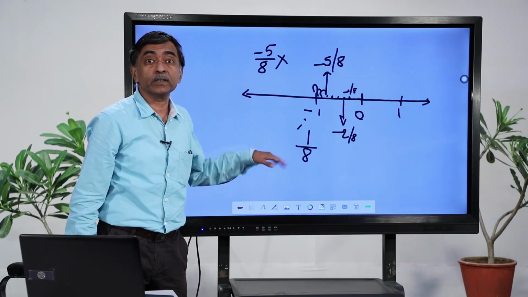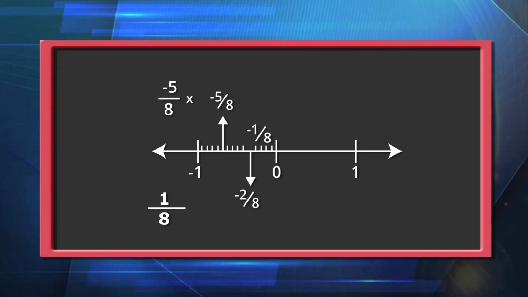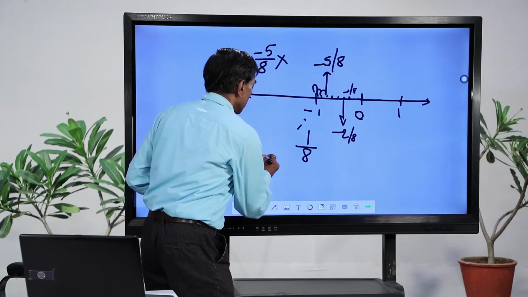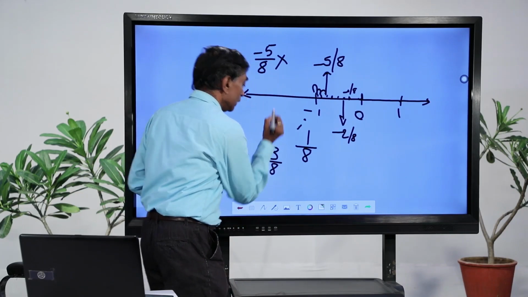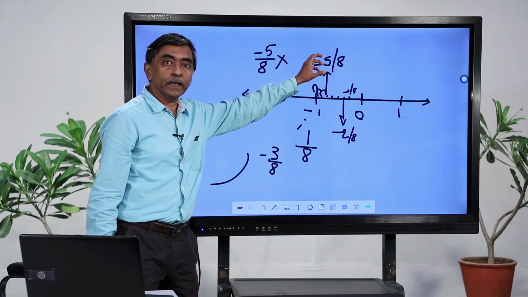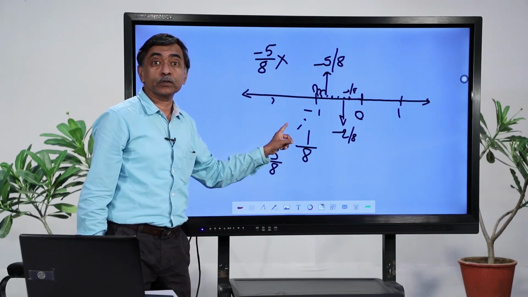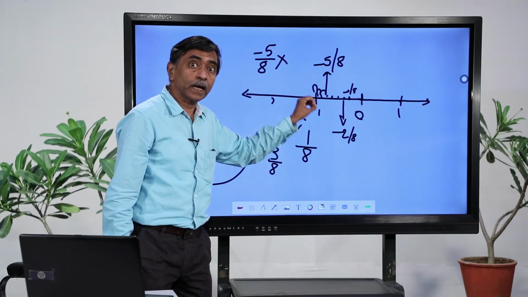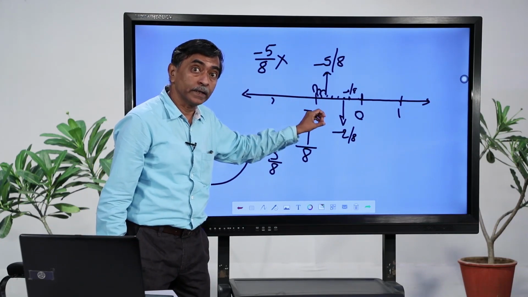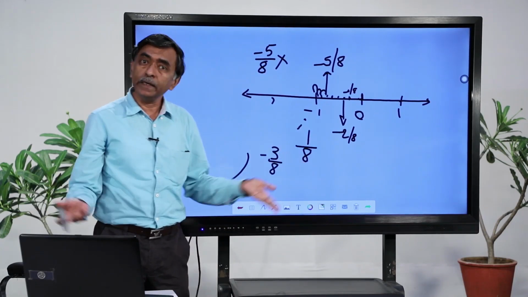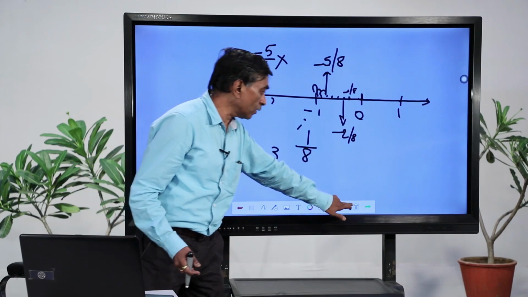3 jumps will cover a distance of how much? 3 by 8. And this particular transition is in which direction? It is towards the left. So I will say that it is minus 3 by 8, which means that if you add minus 3 by 8 to minus 5 by 8, you are going to get minus 1. So try to visualize the thing, try to find out your own ways of calculating it, not just the conventional ways, and you can do it using an equation as well that you are now well aware of.